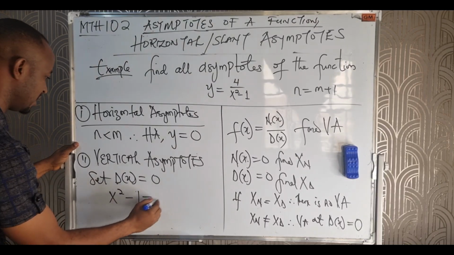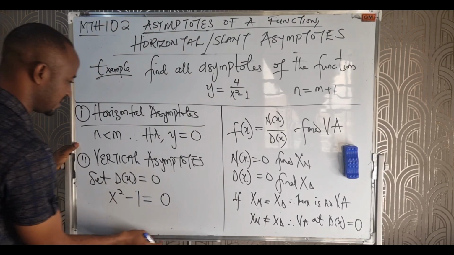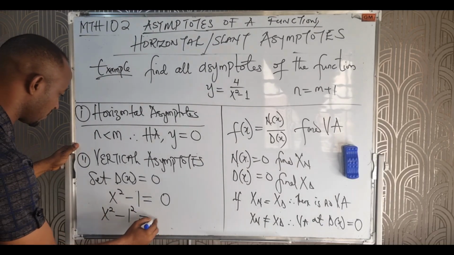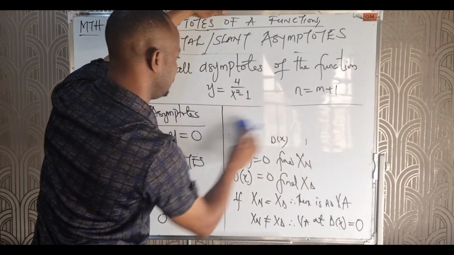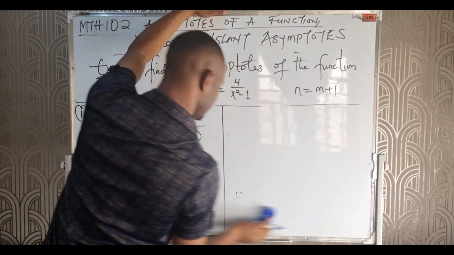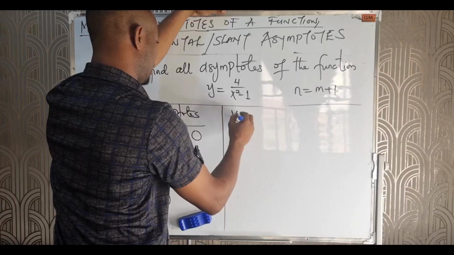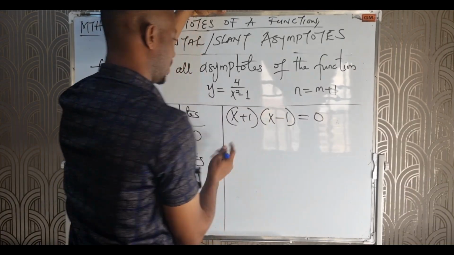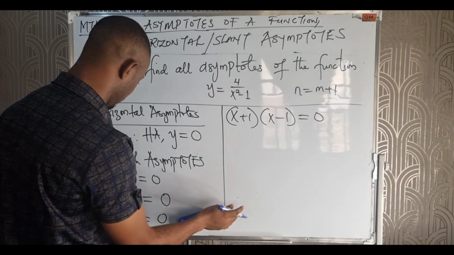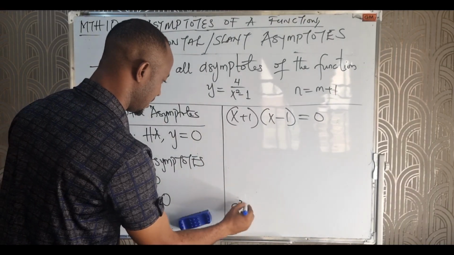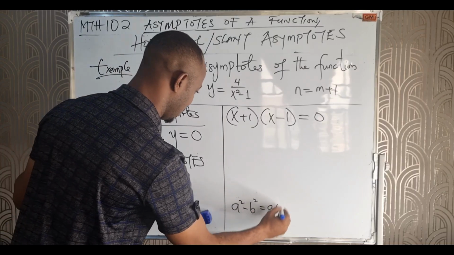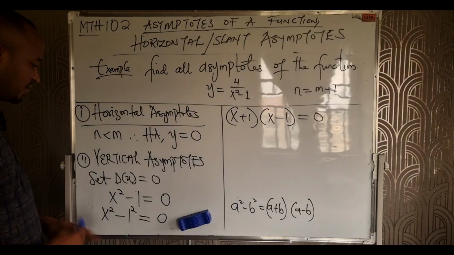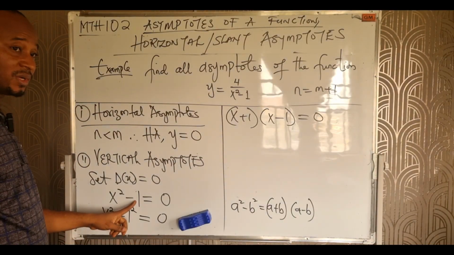That will give us s squared minus 1 equals 0. I can simplify this further using difference of two squares. This is the same as s squared minus 1 squared equals 0, right? That will give us (s plus 1)(s minus 1) equals 0. The general form of the difference of two squares is a squared minus b squared equals (a plus b)(a minus b). That was what I did here. Minus 1 squared is the same as minus 1, right?